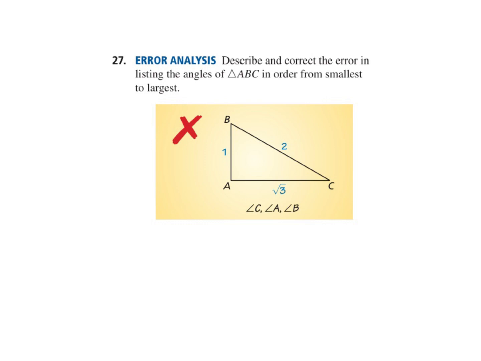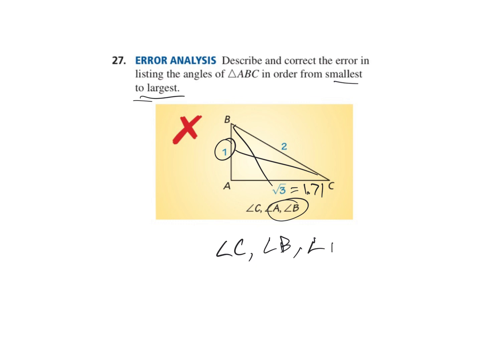Describe and correct the error in listing the angles of triangle ABC in order from smallest to largest. Smallest to largest angles. So the smallest side is 1, so it's opposite angle C. Then it goes to 2 or square root of 3. The square root of 3 is 1.71. Okay? So 1.71 is smaller than 2, so it's next in line. So it's opposite angle B, and that's where they made the mistake. And then angle A is left.